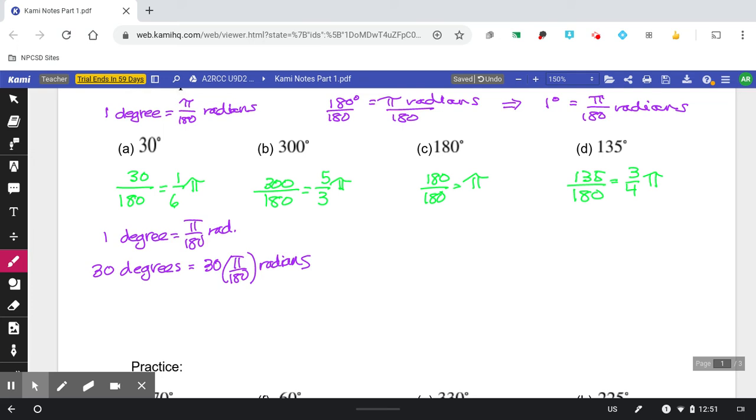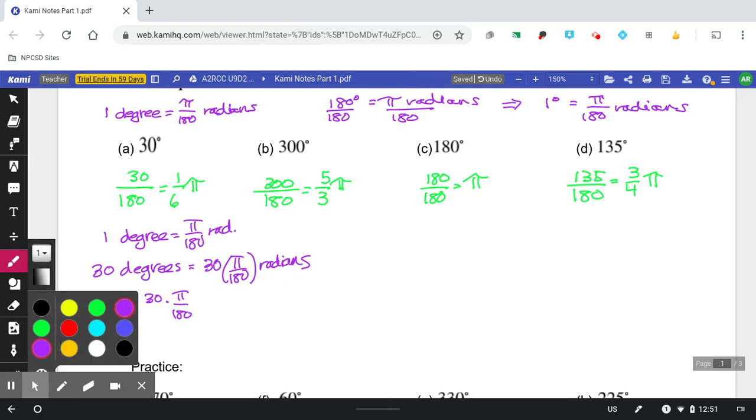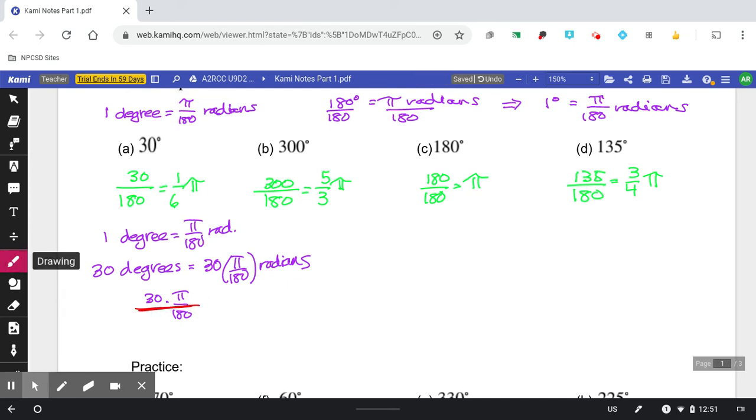So when you multiply 30 times pi over 180, if you remember from our fraction unit, that really becomes just one big fraction, right? So that means it's 30 pi over 180, which is pi over 6, which is the same as 1/6 pi. All right, so using the formula is just another way of doing it. All right, so now let's look at the next one. We have 300 degrees. We're going to multiply that by pi over 180.